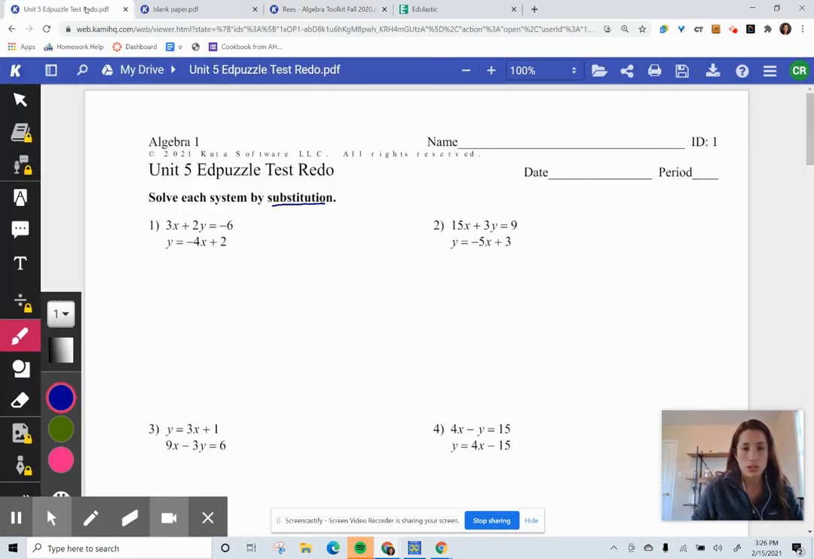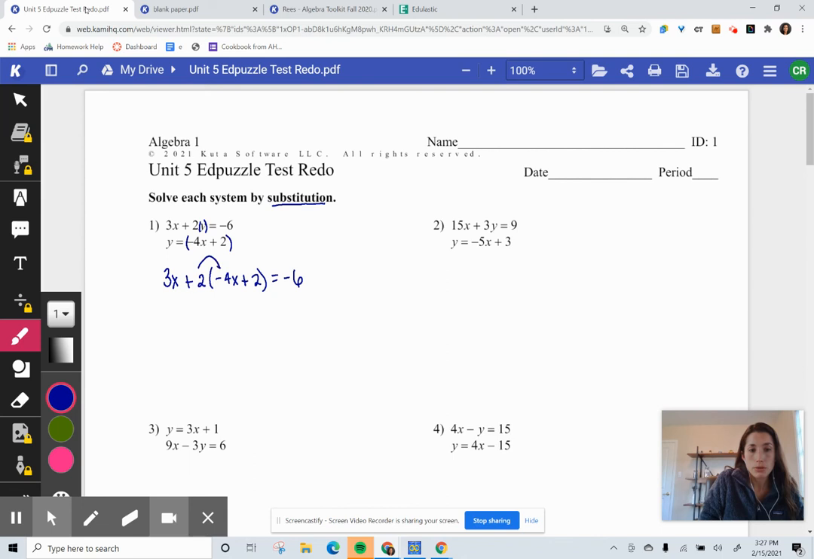Let's look back at our question here. We notice that one of our equations already is solved for y. It says y equals, and we know that y is equal to negative 4x plus 2. So I'm going to substitute that in for y into the other equation. In the other equation, when I rewrite that, it'll be 3x plus 2, and instead of y, we are substituting negative 4x plus 2. And once it's substituted in, we can just solve it like we would solve a regular equation.